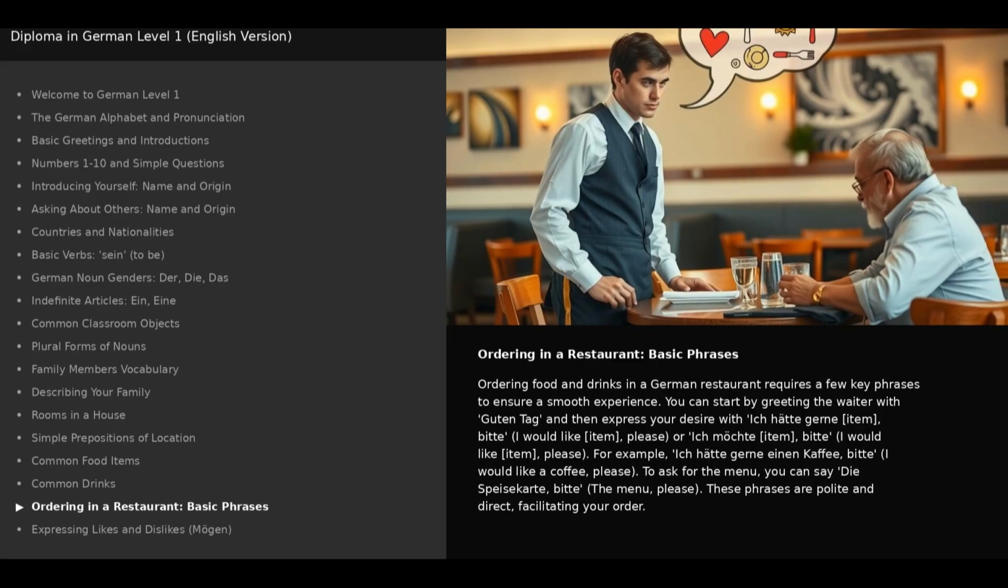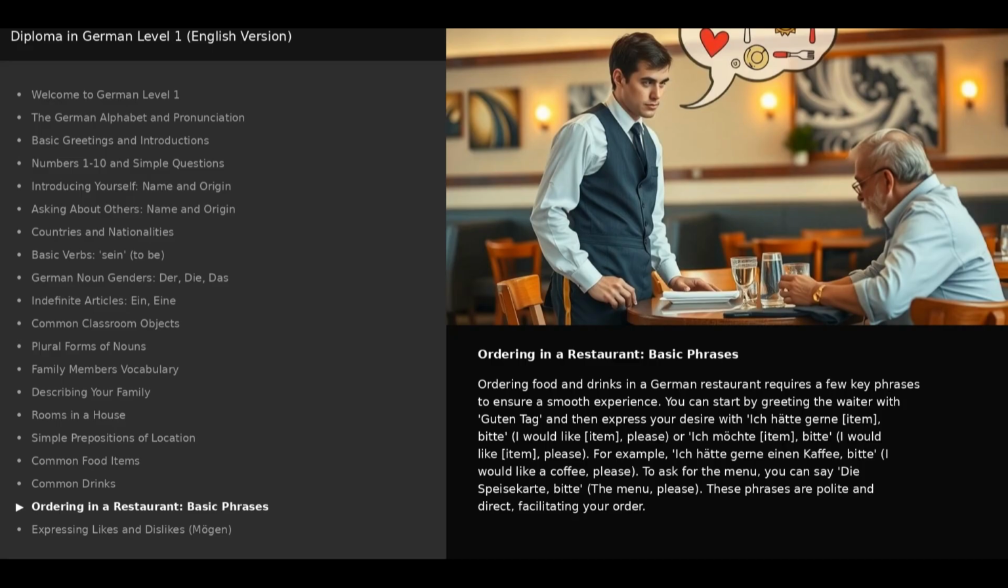Ordering in a restaurant. Basic phrases. Ordering food and drinks in a German restaurant requires a few key phrases to ensure a smooth experience. You can start by greeting the waiter with Guten Tag, and then express your desire with Ich hätte gerne Item bitte. I would like item please, or Ich möchte Item bitte. I would like item please.